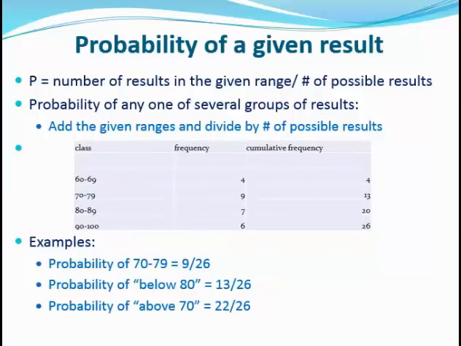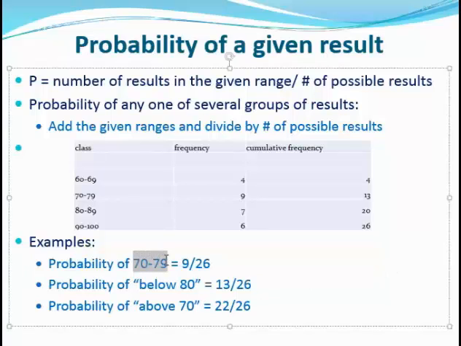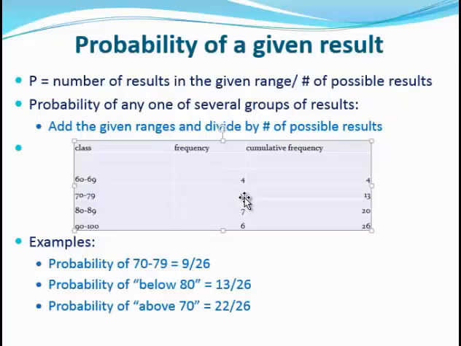So there are 26 possibilities altogether. How many students got in the 70 to 79 range? Well, you can see there are 9 of them. So therefore, the probability of any one student at random getting in the 70s would be 9 out of 26.